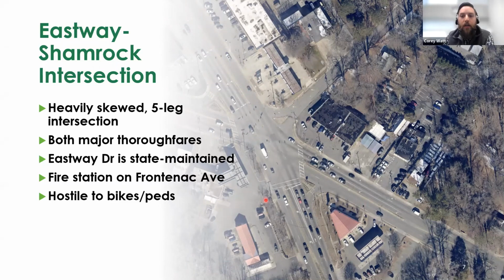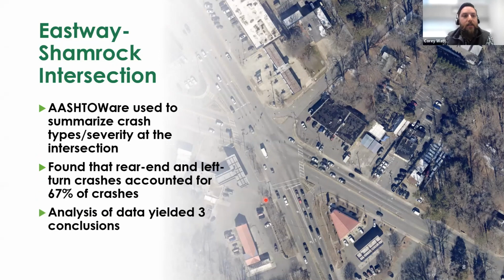We worked with a consultant to perform a traffic analysis and to evaluate some alternative designs, and we were able to use AASHTO as part of that process. It was very easy to quickly summarize crash types and the severities that we saw at the intersection. Because when we do this redesign, we're trying to look for specific safety trends that we can address, specific crash types and severity, in addition to the congestion mitigation and operational aspects of the intersection as well.